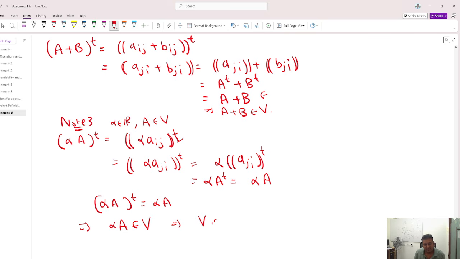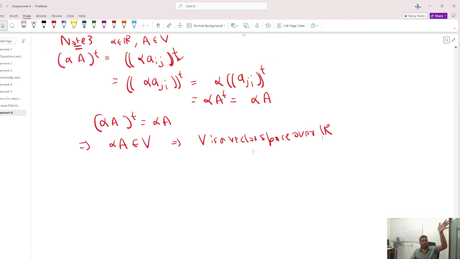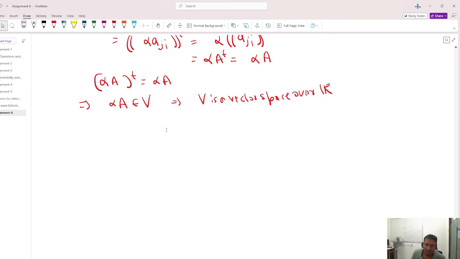This implies B is a vector space over R. Field is very important, guys. I have given you some examples in remedial classes of why field is important. Everything you are doing with scalars, you are expressing with the vectors. Okay, so this is a vector space.